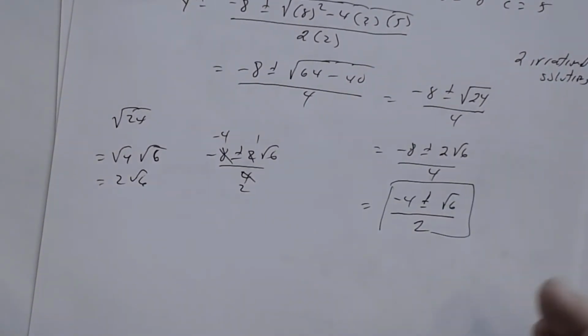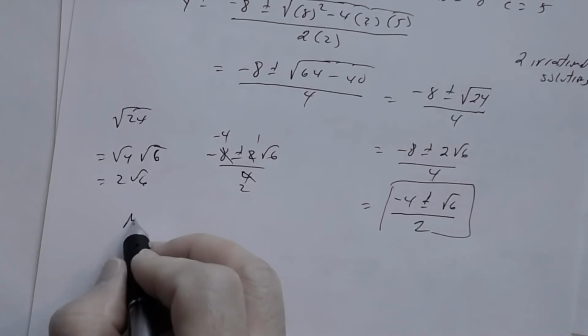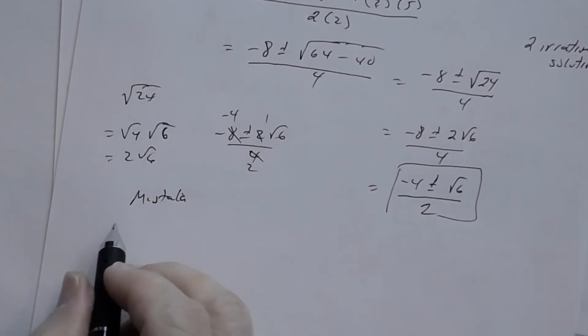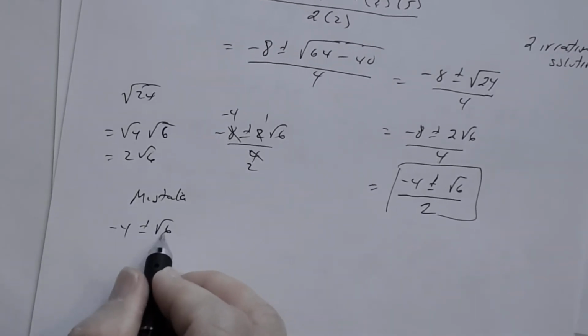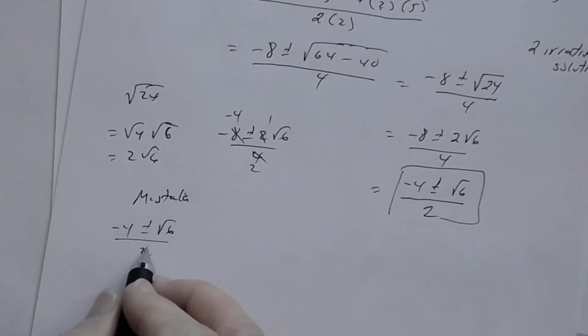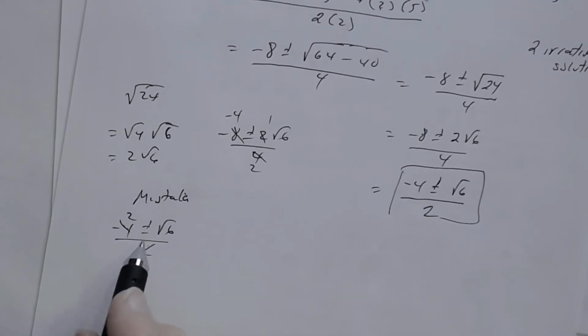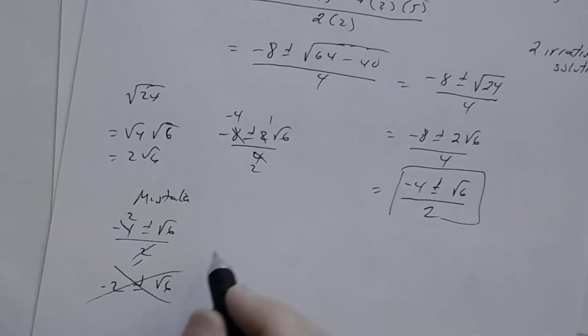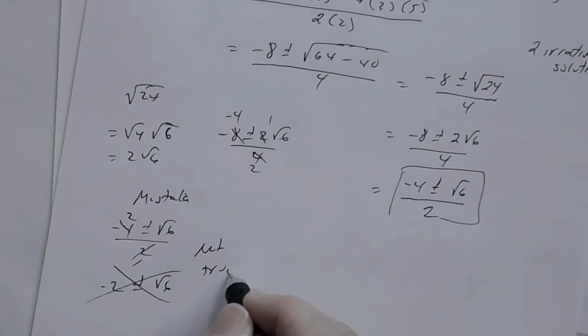Do not make the mistake. This is a mistake that students make, just to make you aware of that. See this right here? For some reason, some students want to do this. They want to reduce this. And so they want to say the answer is negative 2 plus or minus square root of 6. That's not true. Okay, not true.